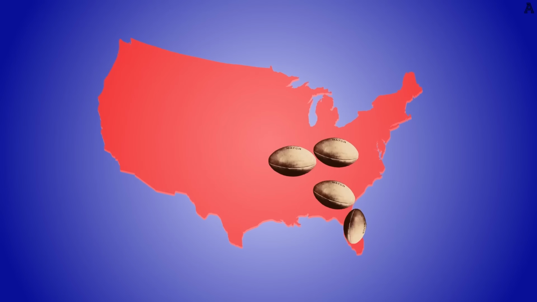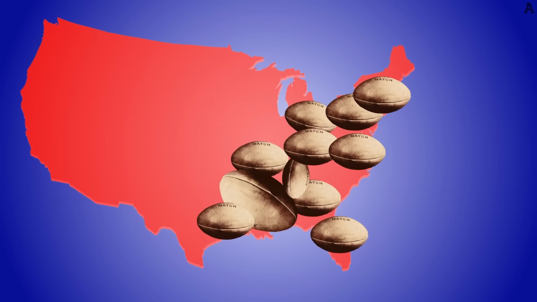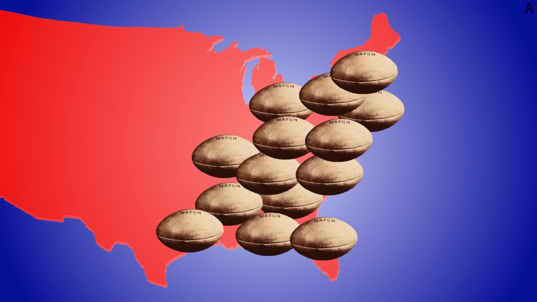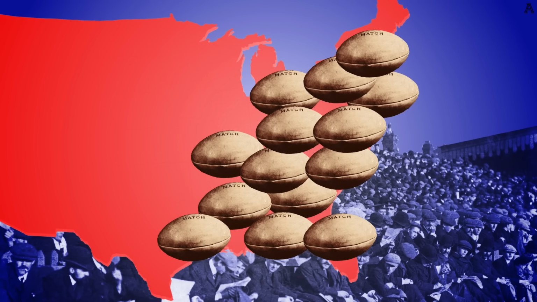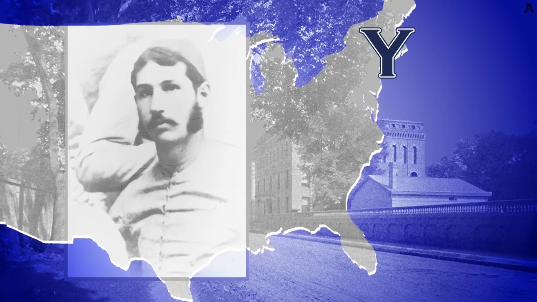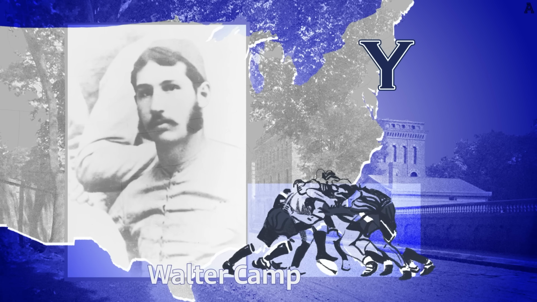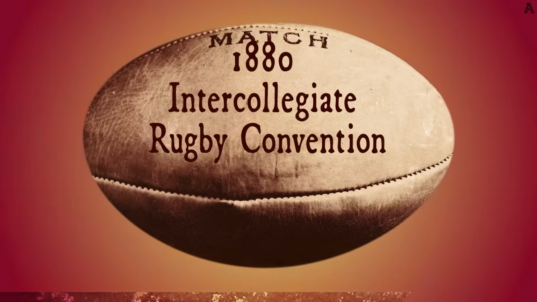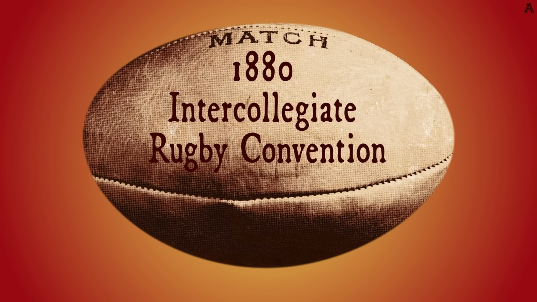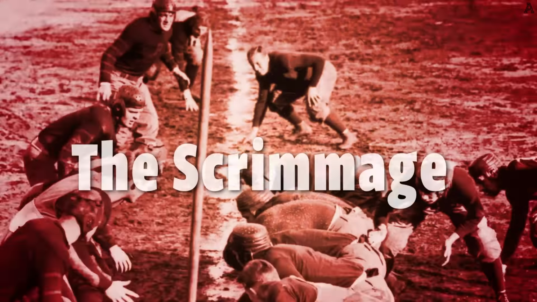In the late 1880s, the sport of rugby was beginning to spread across college campuses in the United States. The game was hugely popular, but not with everyone. Yale player Walter Camp was particularly critical of the lack of tactics involved in the chaotic and inconsistent scrum. And at the 1880 Intercollegiate Rugby Convention, he proposed an innovation, the scrimmage.